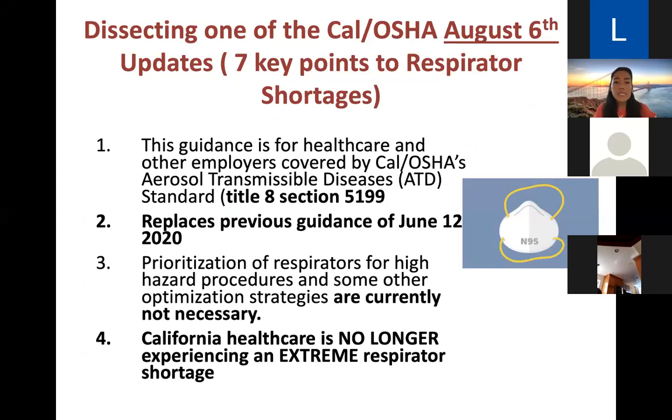So this replaces the guidance from June 12th. It prioritized the respirators for high hazard procedures and some other optimization strategies, but it tells you which ones are not currently necessary, and it goes through which ones. California healthcare is no longer experiencing an extreme respirator shortage. So they tell you which optimization strategies are okay and which ones are not.